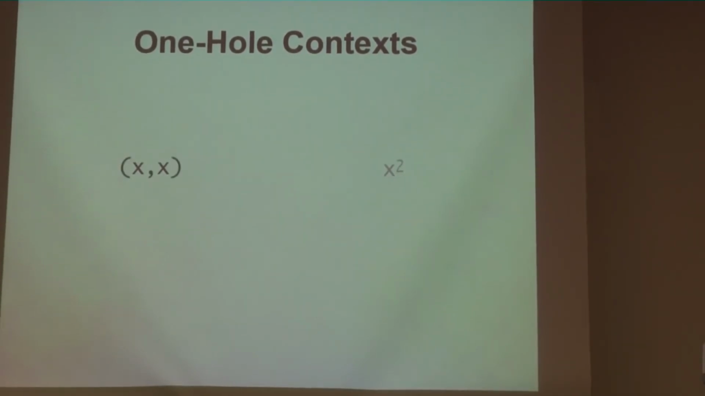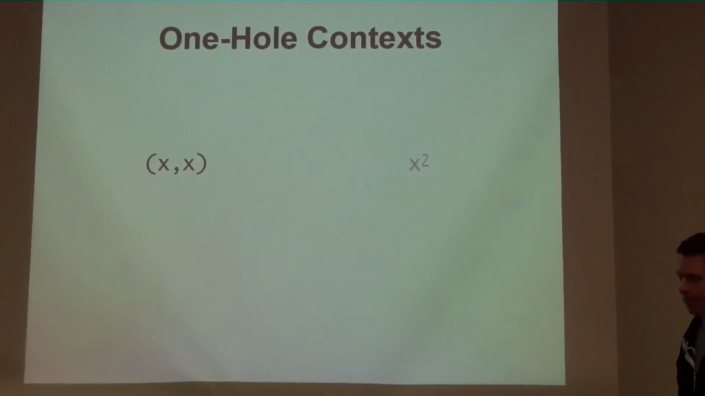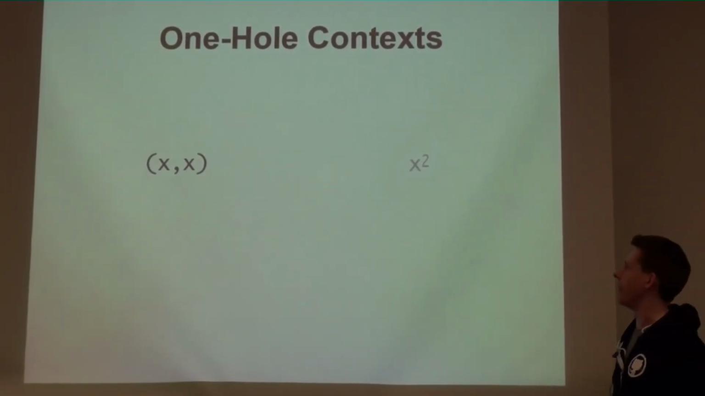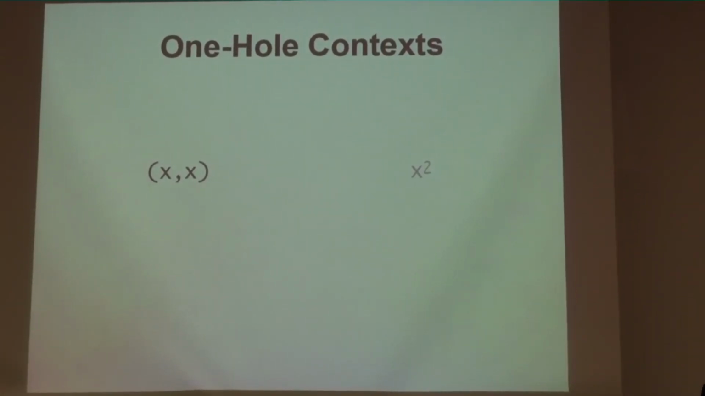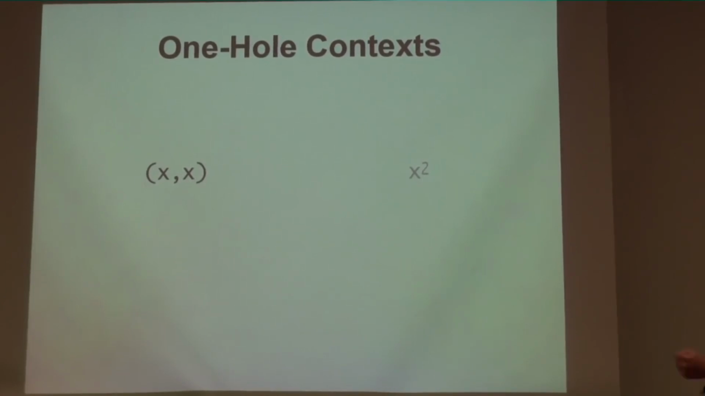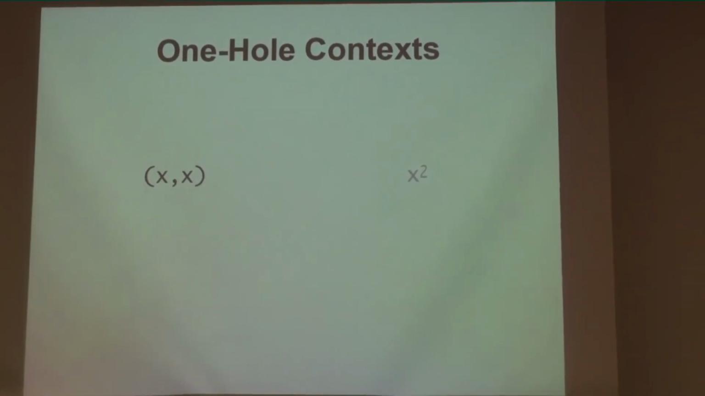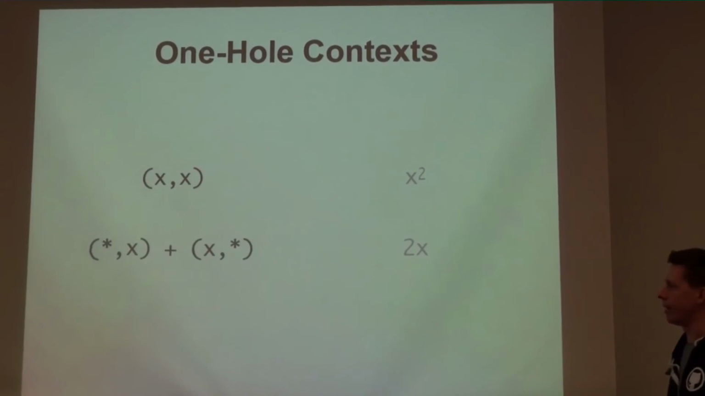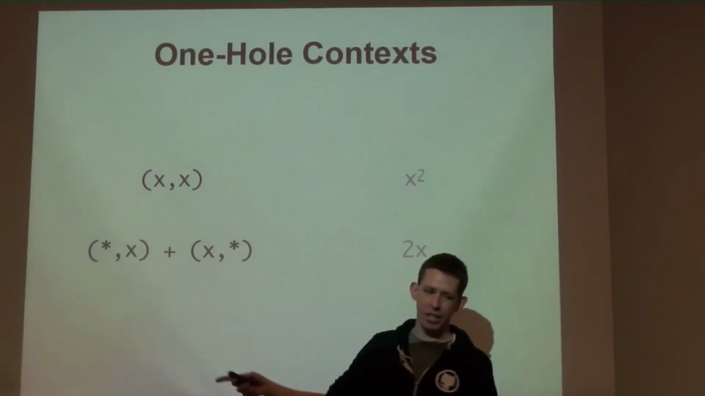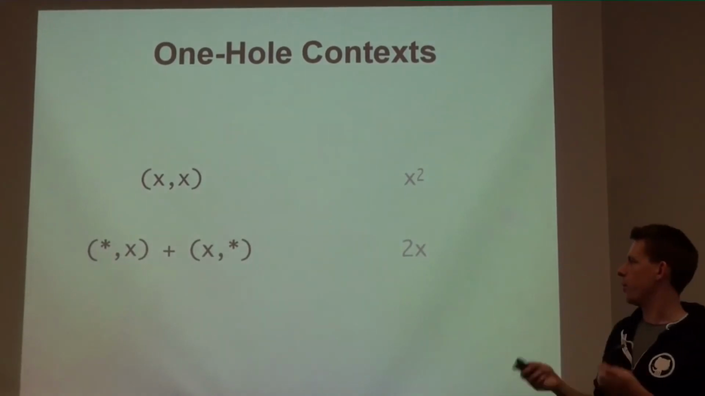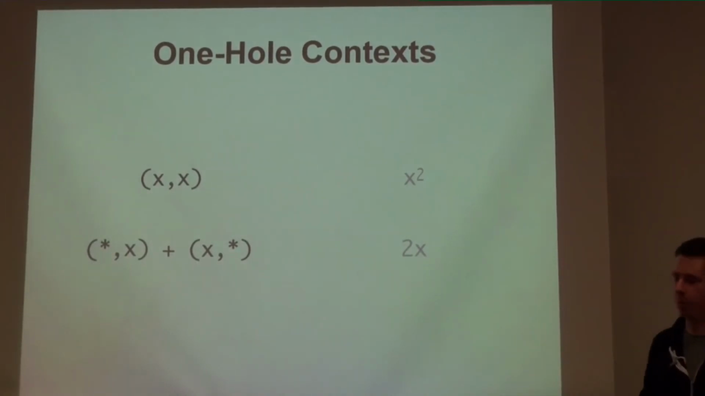If we had a pair instead, so a pair of x and x, which in our type world we write as x squared, and we ask what the one-hole context of this is, well, we can either put the hole in the left-hand side of the pair, or we can put the hole in the right-hand side of the pair. So we have a sum type, which is two pairs, one of which has a hole on the left, one of which has a hole on the right.